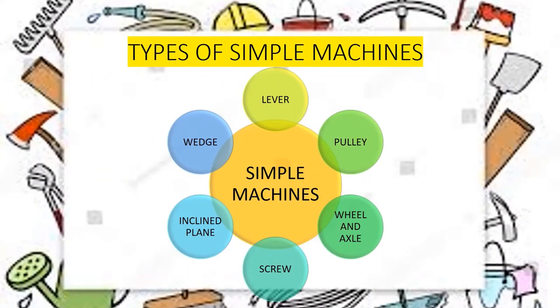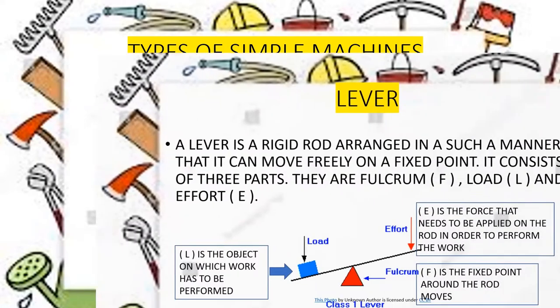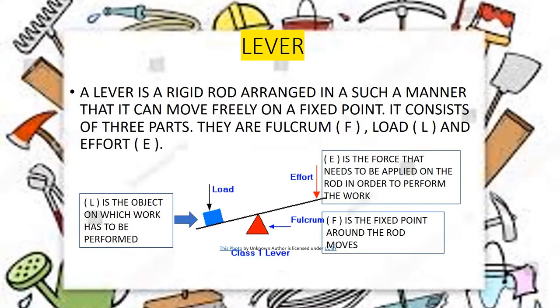Types of simple machine: lever, pulley, wheel and axle, screw, inclined plane, wedge. Lever. A lever is a rigid bar arranged in such a manner that it can move freely on a fixed point. It consists of three parts. They are fulcrum, load and effort.